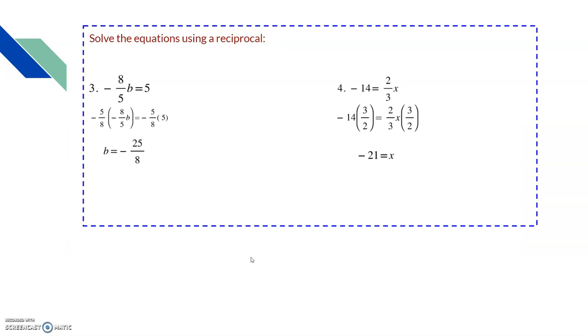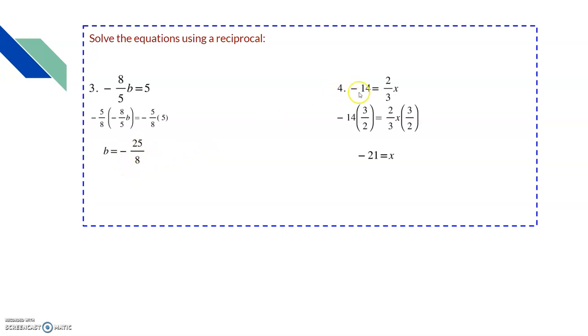For number 3 and 4, the objective was to solve the equations using reciprocal. For number 3, we have minus 8 over 5b equals 5. The reciprocal of this is minus 5 over 8. We don't need a variable when we're looking at the reciprocal. We have minus 5 over 8 times minus 8 over 5b equals minus 5 over 8 times 5. And these two cancel out. b is left alone, and we have minus 25 over 8.